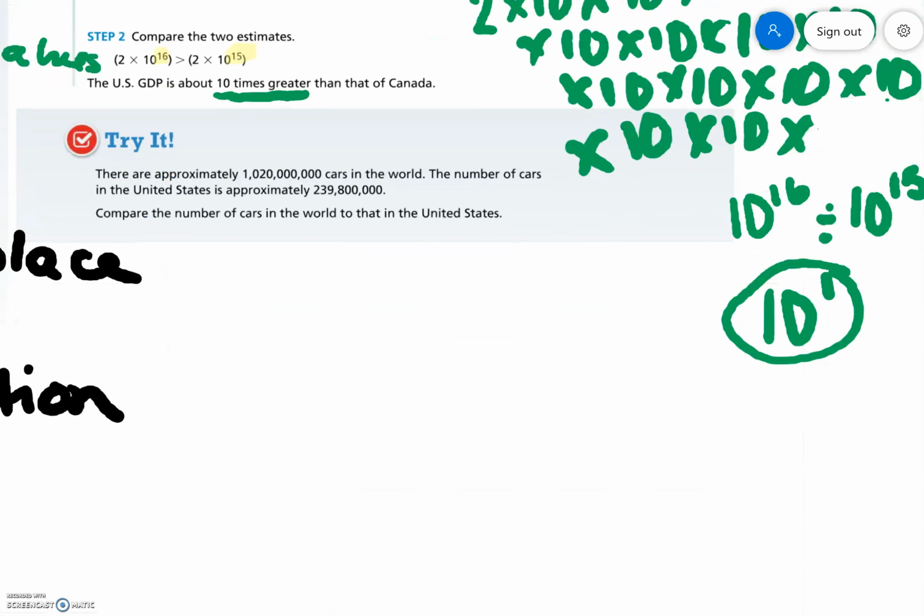Try it. There are approximately 1,020,000,000 cars in the world. The number of the cars in the United States is approximately 239,800,000. Compare the number of cars in the world to that of the United States. Try it on your own. Pause, press play when you're ready.